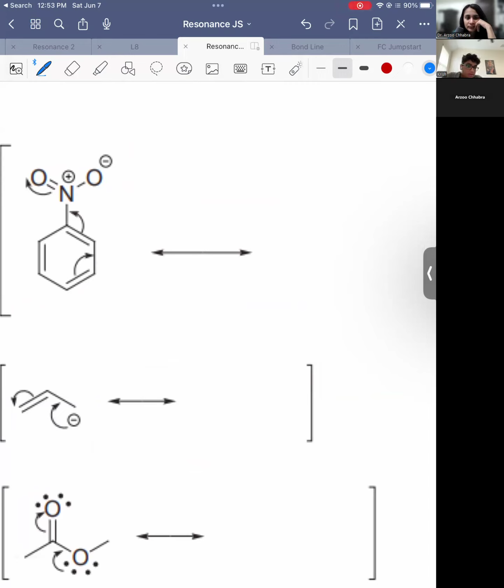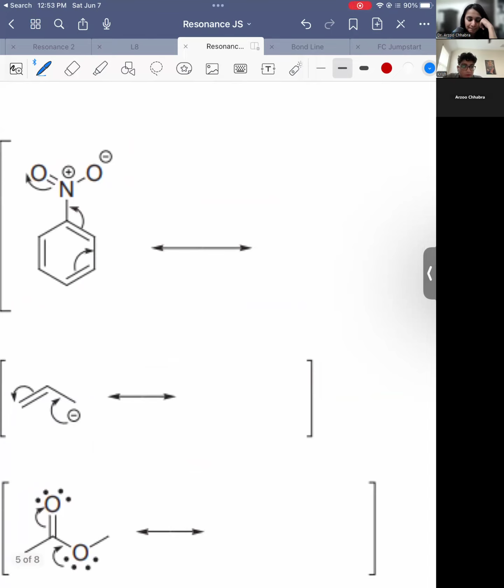So first things first, the double bond is moving to the oxygen, so it's adding a lone pair. So that means the oxygen will be negative now because it has three lone pairs. Wait, no. Right now it has two lone pairs, and then it has three lone pairs, and it has one bond. So then it has a negative formal charge. Yes.